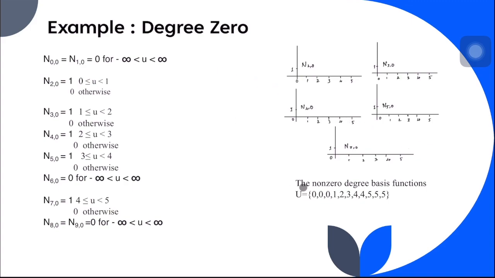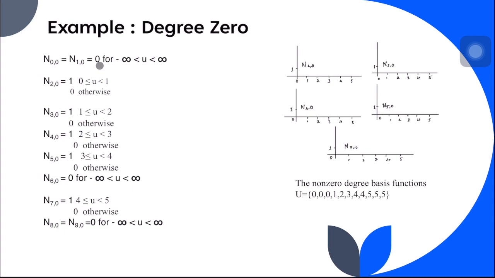Let us consider the non-zero degree basis functions with the knot vector U equal to 0, 0, 0, 1, 2, 3, 4, 4, 5, 5, 5. This is the curve we are going to use further. Substituting in the recursive formula, we are going to get the following values here. N00 is equal to N10 equal to 0.